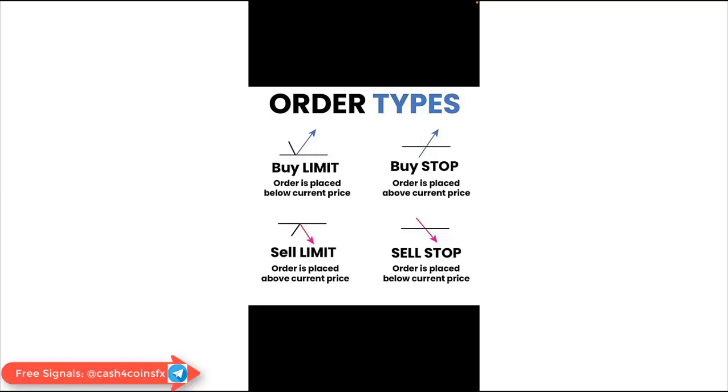We are going to start from where we stopped, which is talking about the other types, the last two, which are sell limit and sell stop. So sell limit and sell stop are the opposites of buy limit and buy stop. Sell limit is placed above current price, while sell stop order is placed below current price. So let's talk about the sell limit, which is placed above current price.